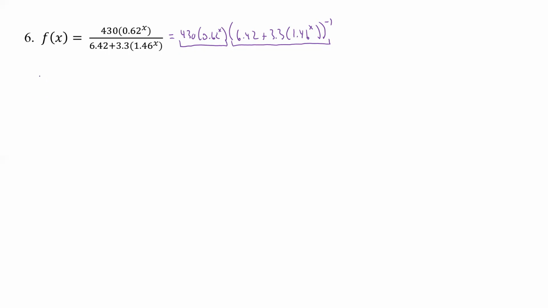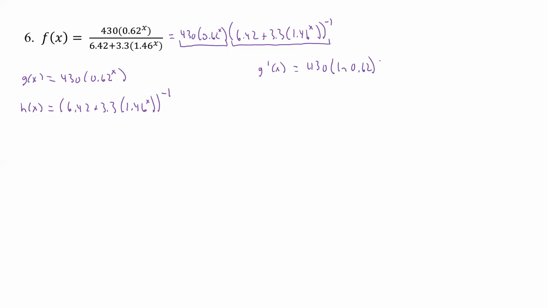All right, so what do we have to do? Well, we have to write our g of x equal to 430 times 0.62 to the x, and then our h of x is equal to 6.42 plus 3.3 times 1.46 to the x, in parentheses, and then to the negative 1. Now I can pretty quickly get my g prime of x because it's going to be the constant times the ln of 0.62 times 0.62 to the x. And so that's going to be that derivative.